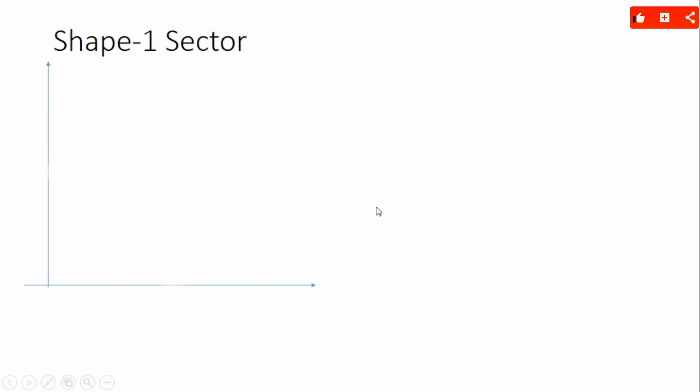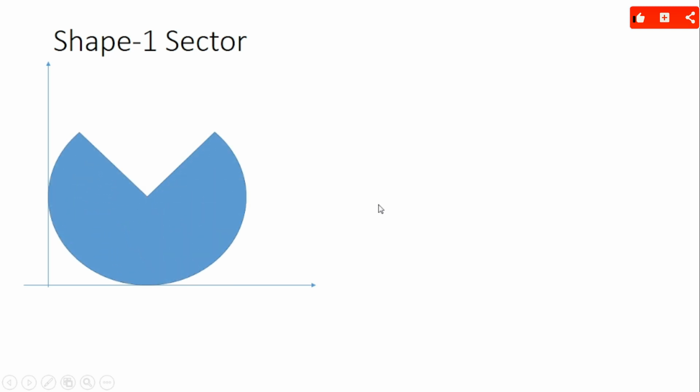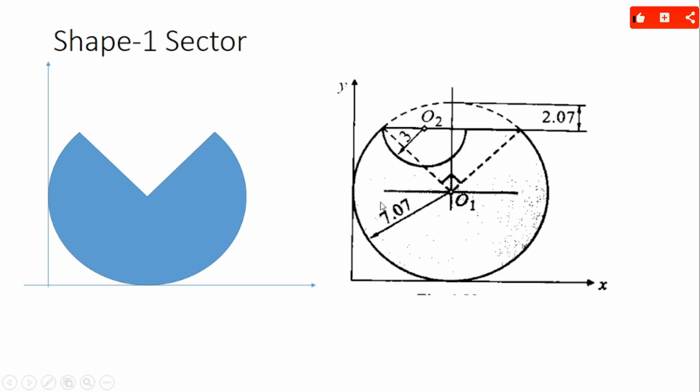So after identification of all the shapes, start with the individual sector, find out the area, x bar and y bar for that shape. So for sector, from the given figure we have got the dimensions, like the radius of this sector is equal to 7.07. Now we will try to find out the included angle. Remember, this included angle of the sector is equal to 2 alpha. So we should find the value of alpha for this calculation.